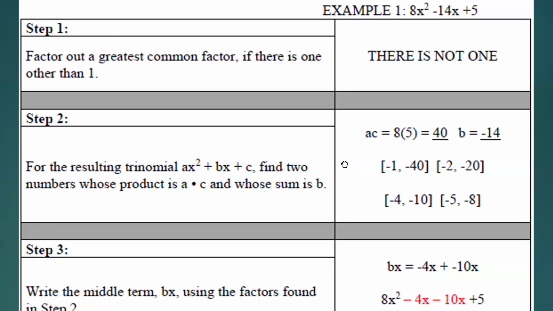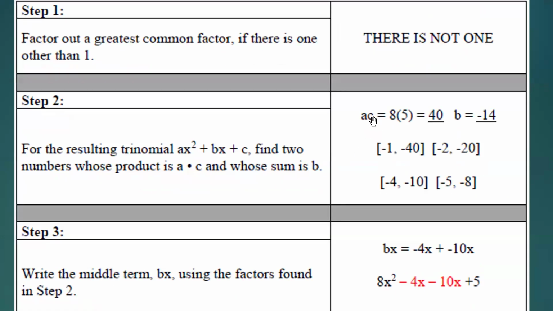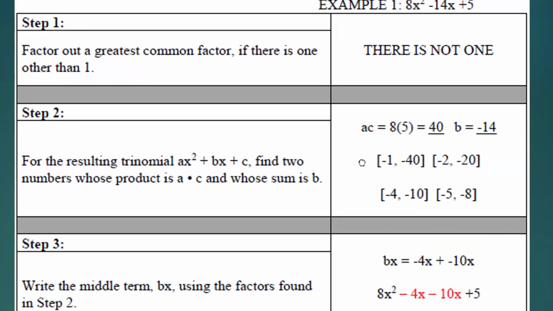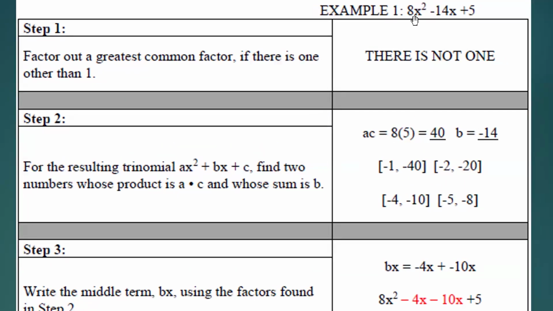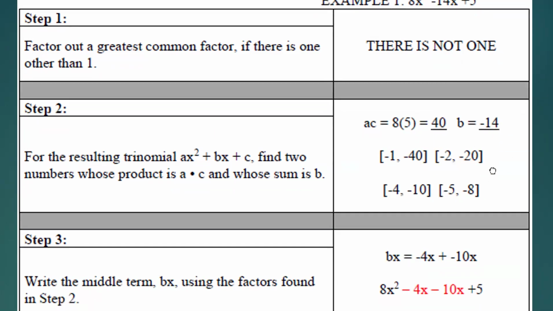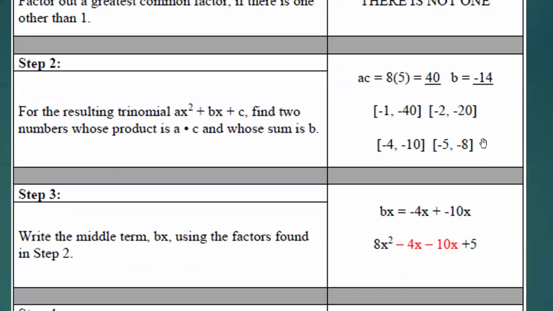Step 2 is you're going to do a times c. Same thing as c times a, right? You're going to do a times c, except you're only using the numbers. So a times c is 8 times 5, which is 40, and your b is negative 14. So you're asking yourself, what combination of 40 will make negative 14? So here are your options. Looking at these options, I would then select which one makes negative 14. I would select this one, negative 4 and negative 10, right?